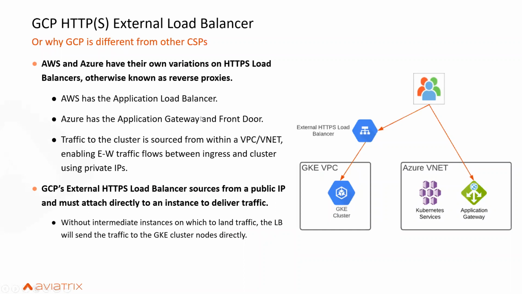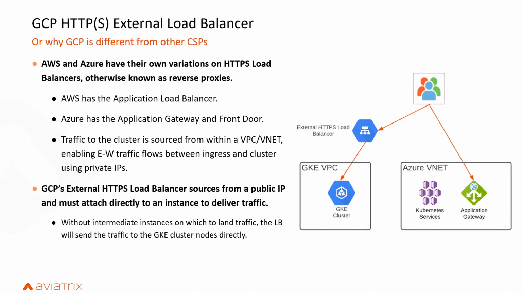Now, GCP and GKE present additional challenges because they deal with load balancers a little differently than, say, Azure or AWS. AWS has the application load balancer. Azure has the application gateway and front door, and it's all sourced from within the VPC or the VNet, which makes it a very easy east-west traffic flow. So like I showed on the previous slide, it can just live in another VPC or another subnet or what have you, and just go through the firewall like any other traffic.